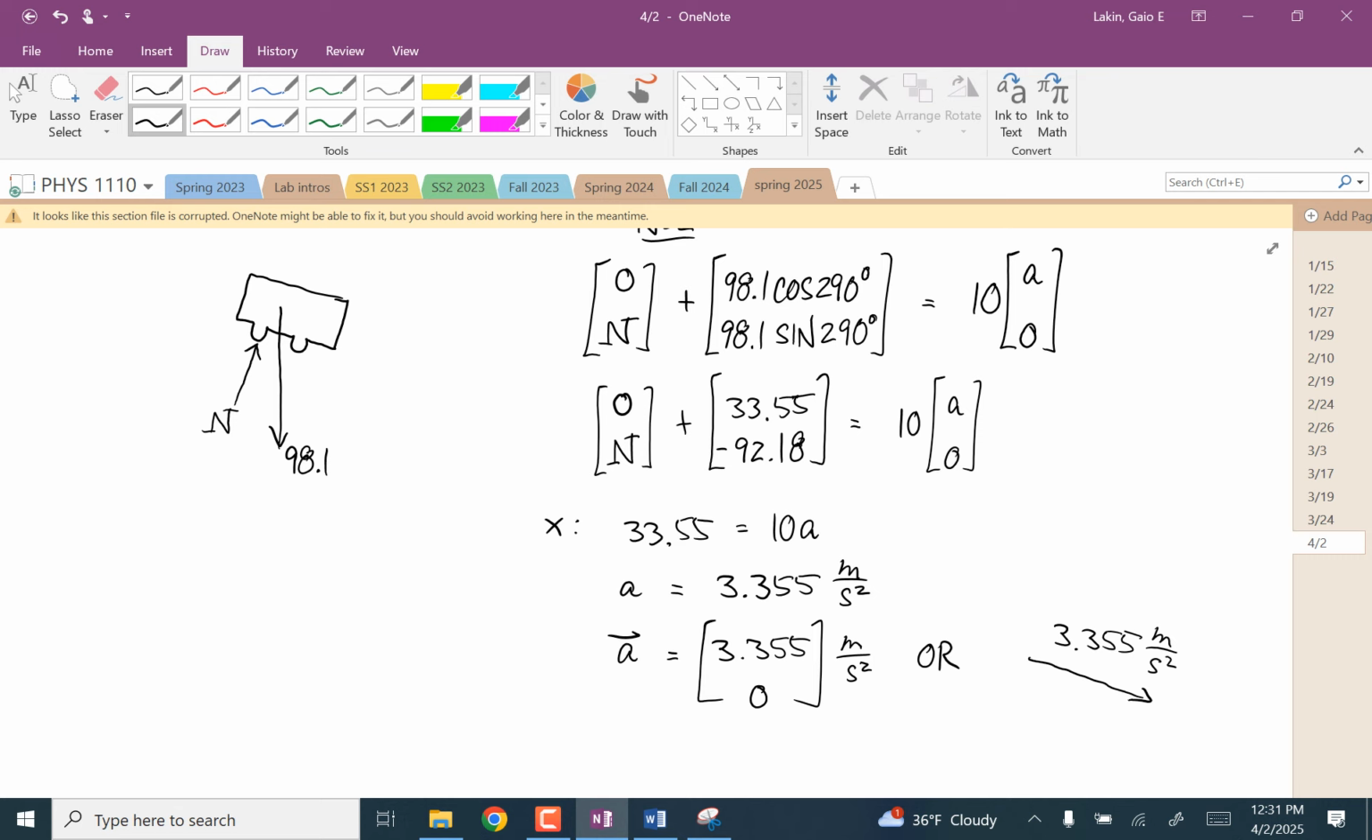Any questions about that? Remember that a can be positive or negative. The math will tell you what direction it's in. So there'll be other cases where you'll get an a value that's negative, and then you'll have to plug that negative value into the vector to get the final direction.